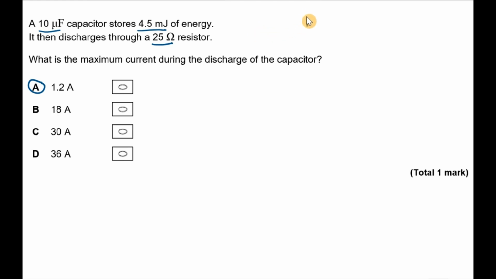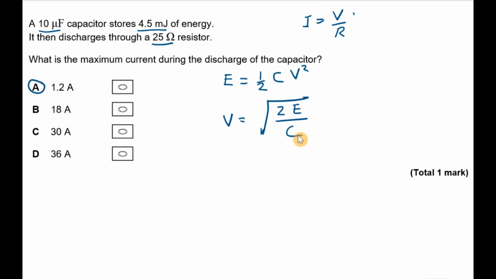So I can use the equation current is equal to potential difference over resistance, as long as I can find the potential difference. And I can find the potential difference by using the following equation. The energy stored on a capacitor is equal to a half times its capacitance multiplied by potential difference squared. Rearranging, I get potential difference is equal to the square root of 2 times the energy over the capacitance.